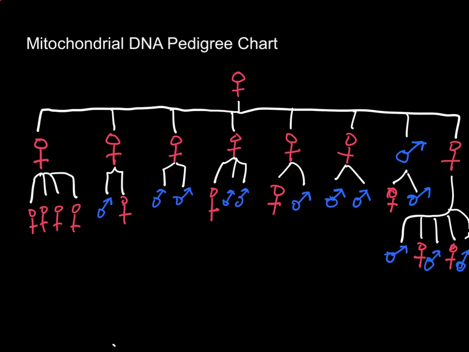So let's look at, first of all, where do I fall on this pedigree? I'm going to circle or put a square around me. So therefore, this is my mother, this is my brother, and this is my grandmother, my mom's mom.